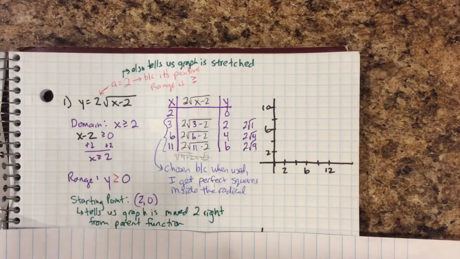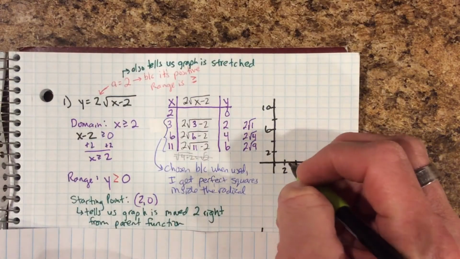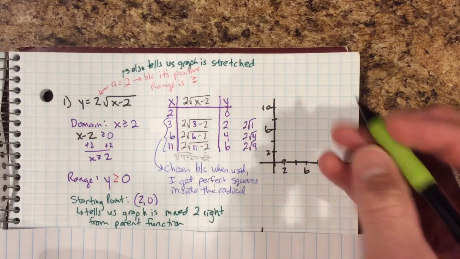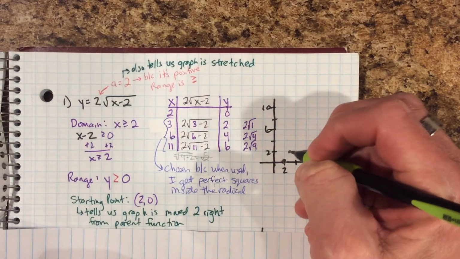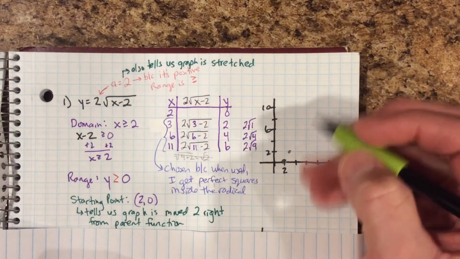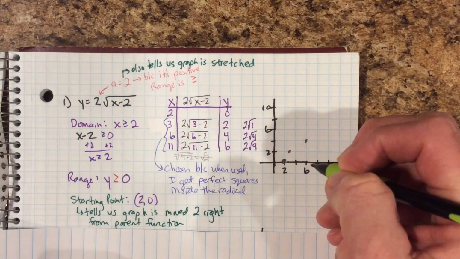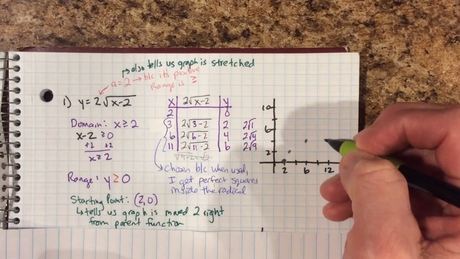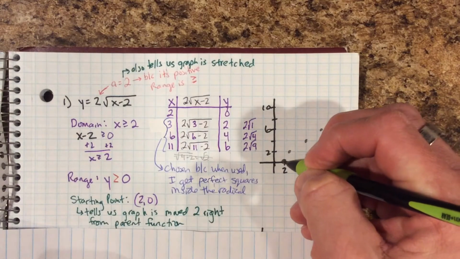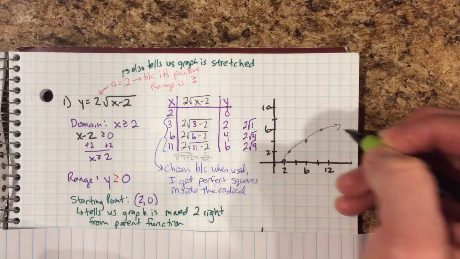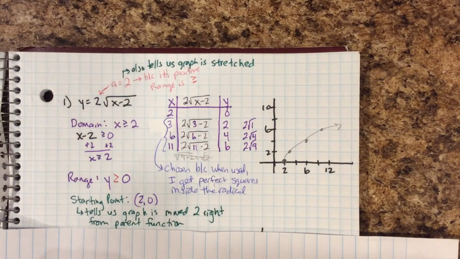Now I have my points, and I can plot them. The point (2, 0) lives right here on the x-axis. The point (3, 2), and you'll notice I intervaled my graph in units of 2. And we have the point (6, 4). And then we have the point (11, 6). So you want to make sure that your graph illustrates that curve. All right. If I'd gone by units of 1, that curve would be a lot easier to illustrate, but it wouldn't fit on my paper.